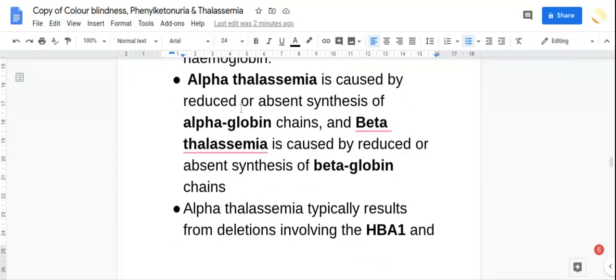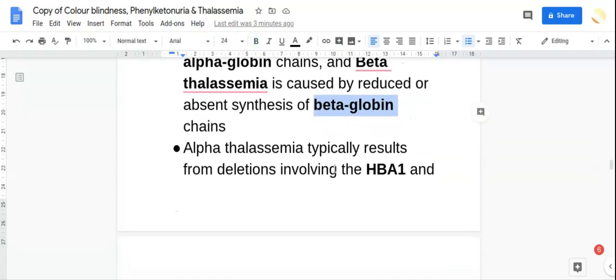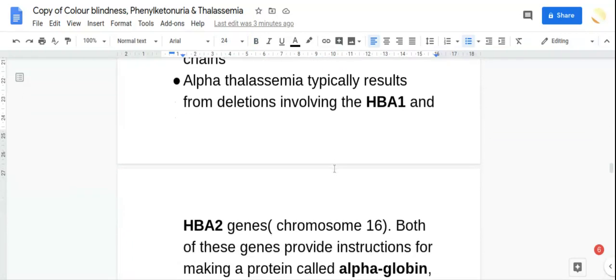Okay, so alpha thalassemia, as I told you, will be caused because the alpha globin chains get affected, and beta thalassemia will be caused if the beta globin chains are affected. Either they are not synthesized enough or they are totally absent. So what are the genes that control this disease?